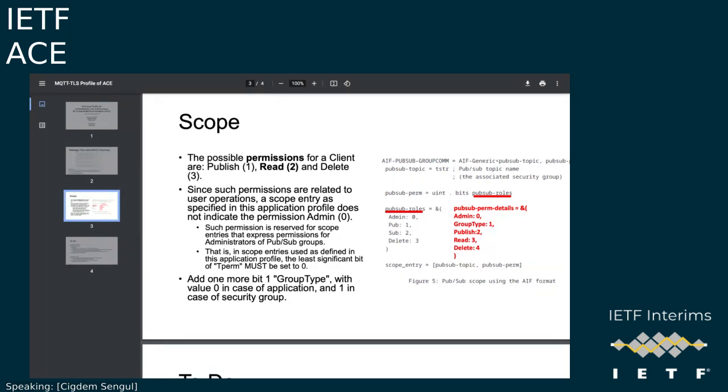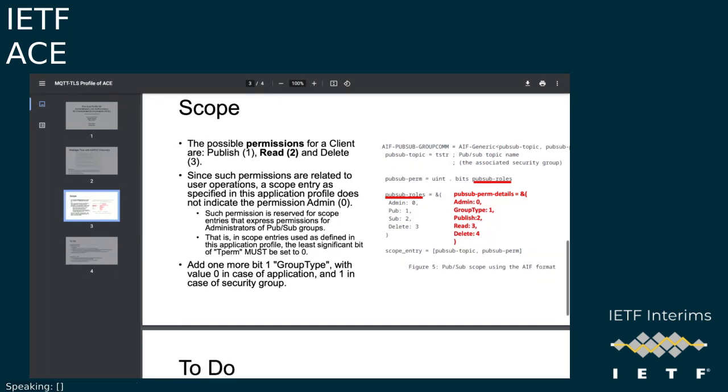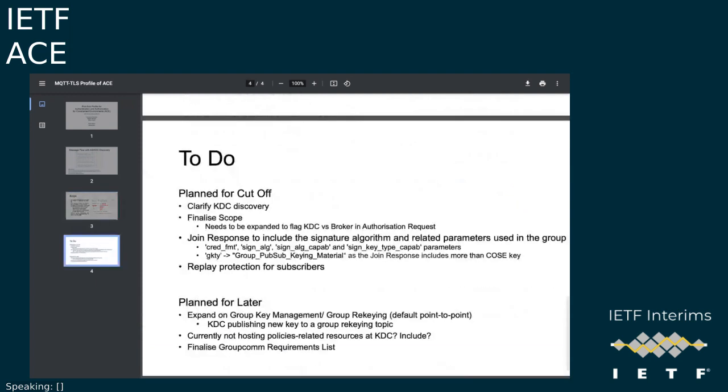And last slide. So the plan for the IETF cutoff is the implementation of these changes, plus some editorial changes, clarifying the KDC discovery, and finalizing the scope. If there are any points to be raised in this meeting, we would take them into account. So please let me know your comments on the previous 2 slides.